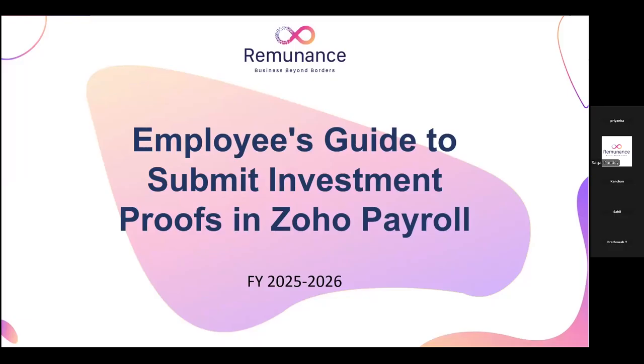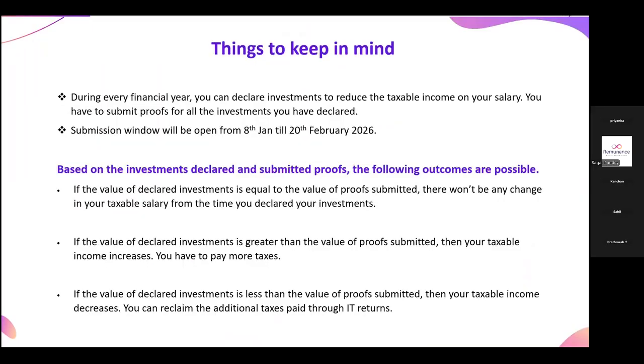Today I will be taking you through how to submit your actual investment proofs on the Zoho payroll portal for the current financial year 2025-26. As you know, you have to declare your investments from April to December, and from April to December your tax is calculated as per the declaration done by you. Now it's time to submit your actual investment proofs on the Zoho payroll portal.